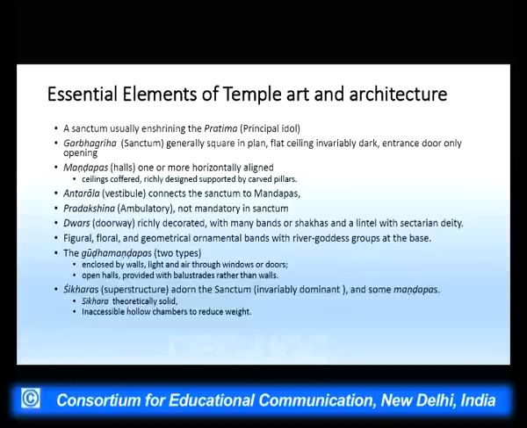The public spaces are, well, the antaral or the vestibule that connected the Garbhagriha with the mandapa. This vestibule could be enclosed or it could be on pillars. So you had light coming through it. Then you have mandapas, which are halls that are horizontally aligned with the Garbhagriha. The ceilings are elaborate and richly designed because these are public spaces. This is where people come together. These could be Brahmanas, they could be royal family, these could be the merchants, everybody is coming together.